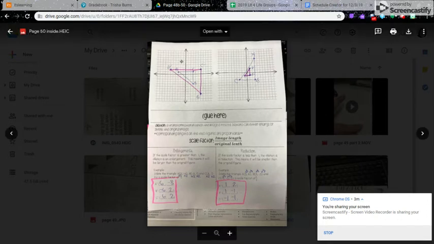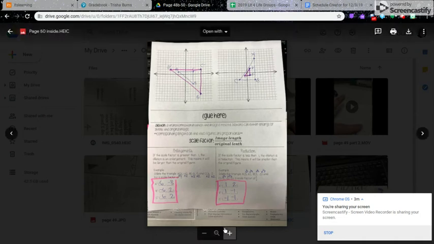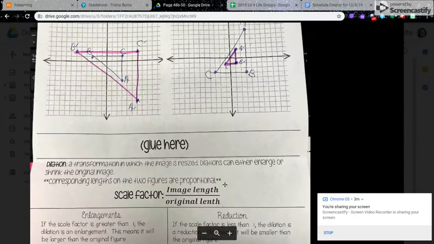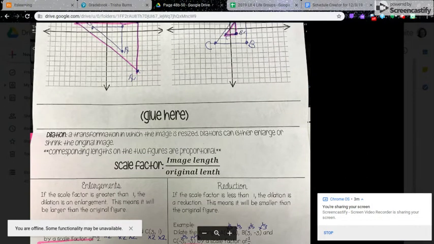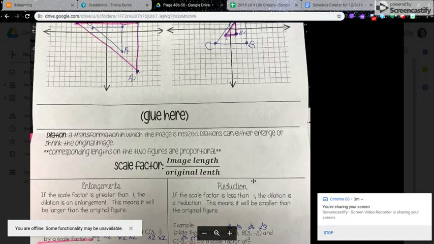Now you could go opposite, and if A prime, B prime, and C prime, if this was your original triangle, and then you're making it smaller, the scale factor would be 1/2. So they are opposites of each other. So you always have to pay attention to which one is the original triangle and which one is the dilated triangle, so you can tell if the scale factor was more than 1 or less than 1. Now when we look at a reduction, the scale factor is less than 1. The dilation is a reduction. This means it'll be smaller than the original figure.